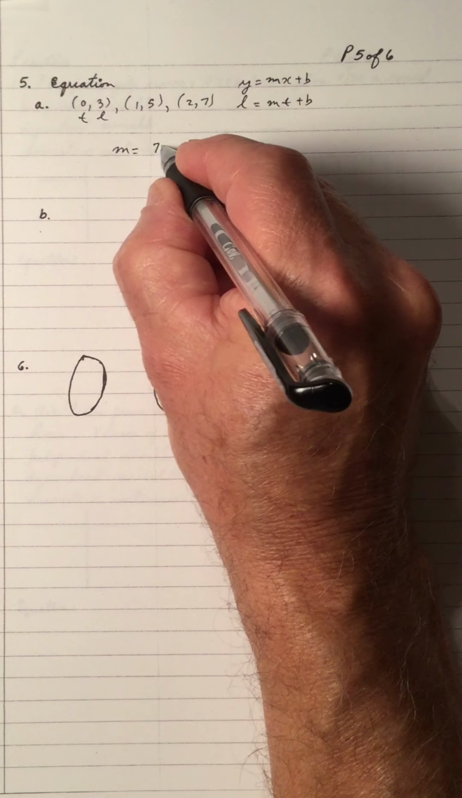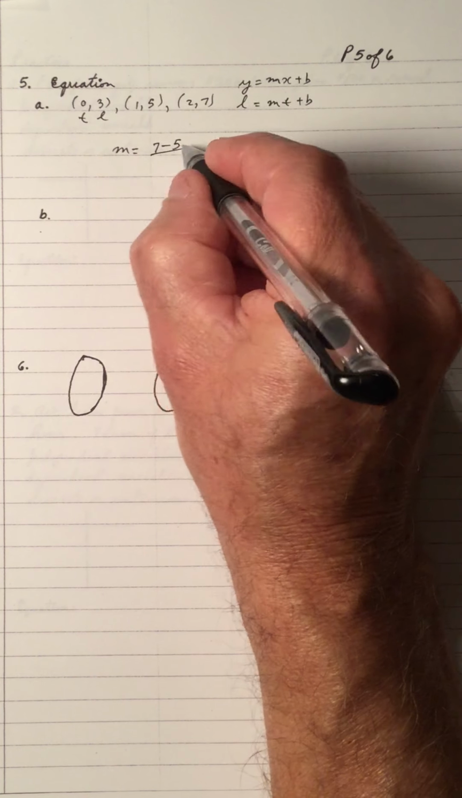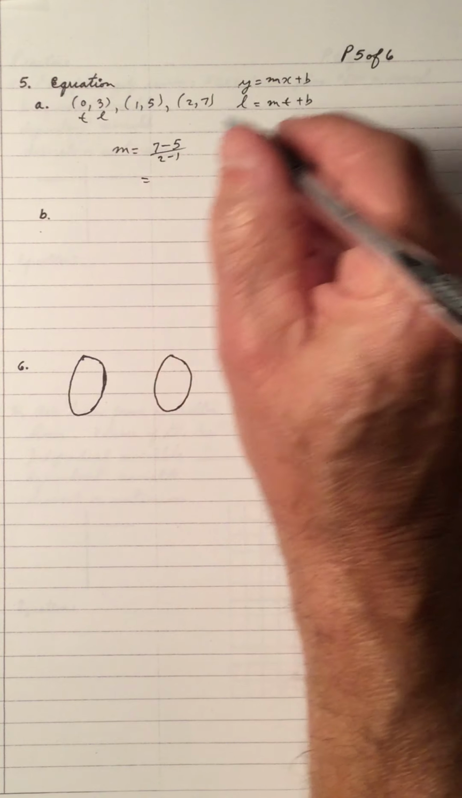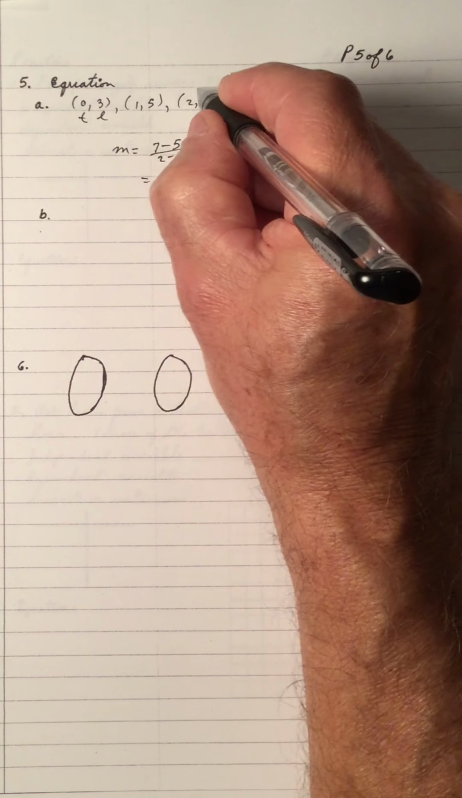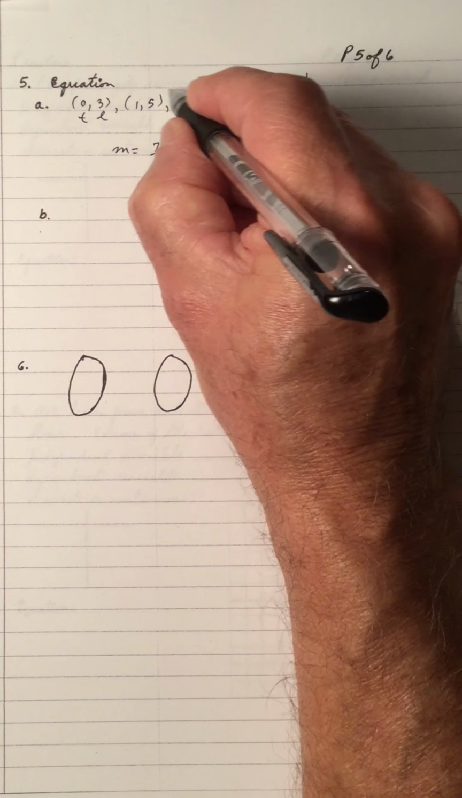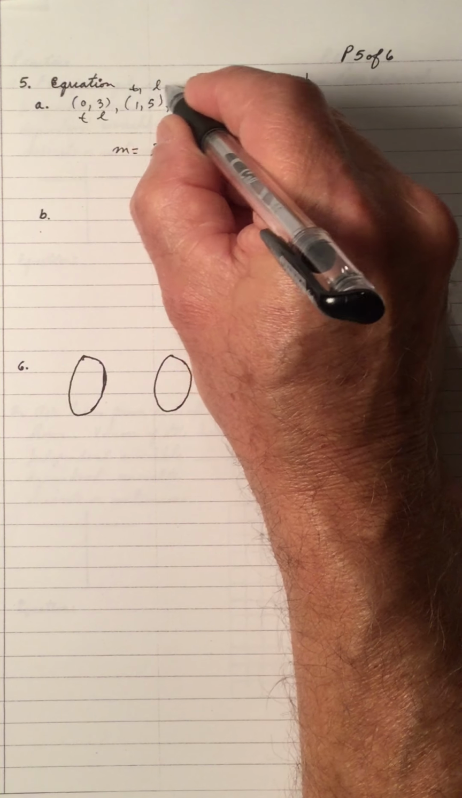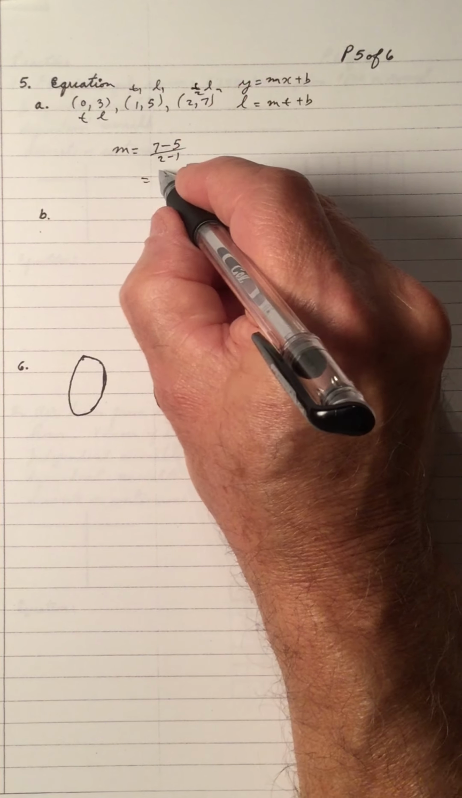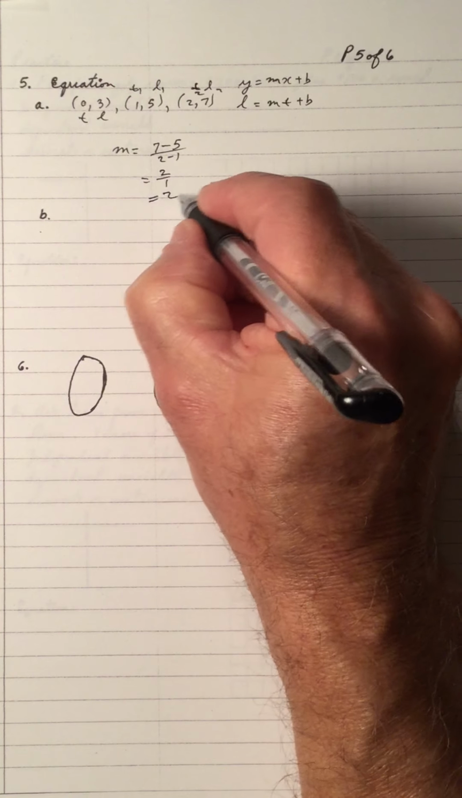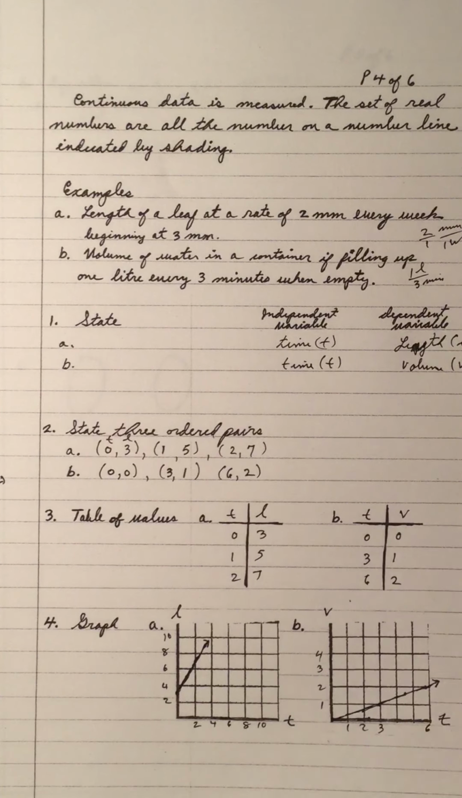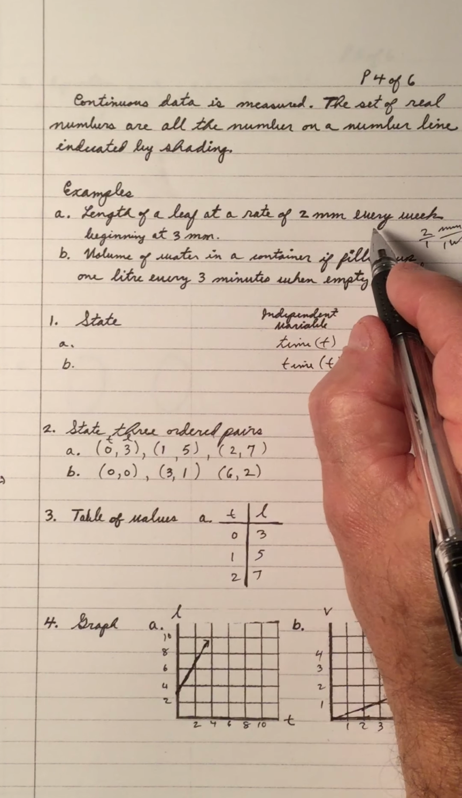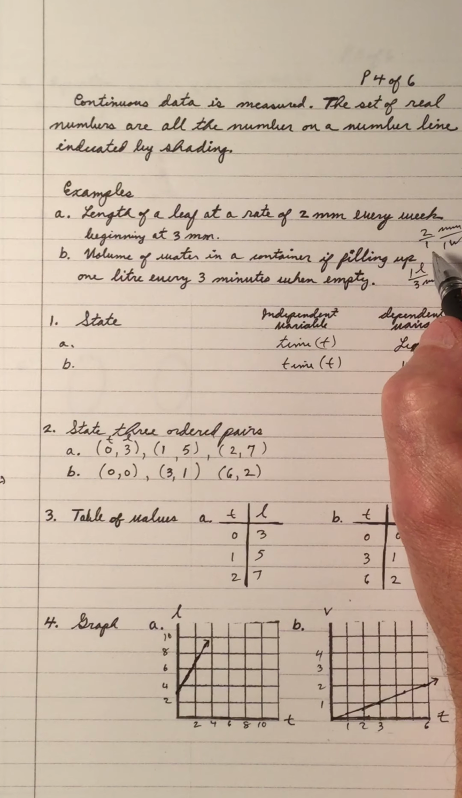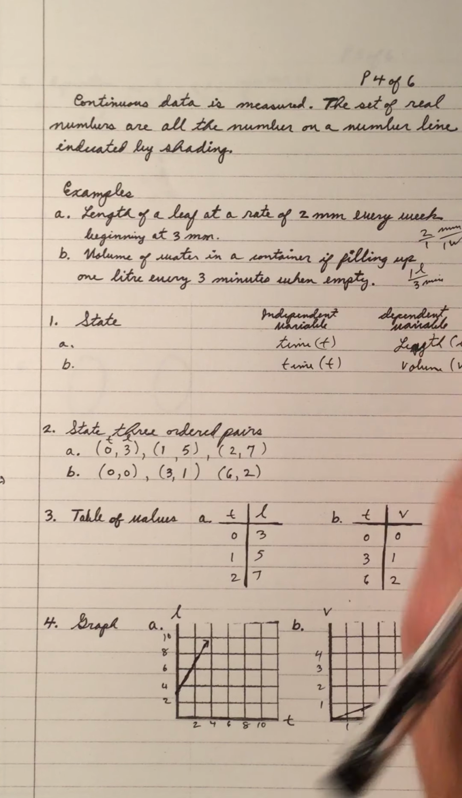So the slope is 7 minus 5, y2 minus y1 over x2 minus x1. I say that, but it's really the length and your time. So this is T1, L1. This is T2, L2. And that gives me 2 over 1, which is 2. And that makes sense because from the sentence point of view, the rate is 2 millimeters every week. So that's 2 over 1, but it's millimeters per week. So the slope is 2 over 1.